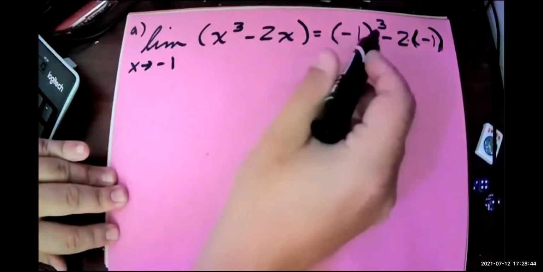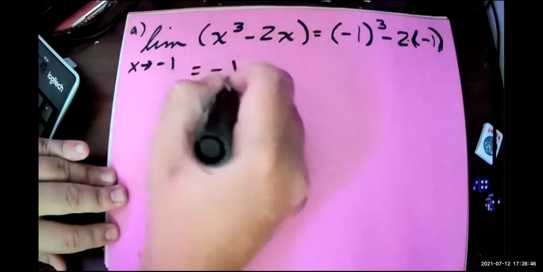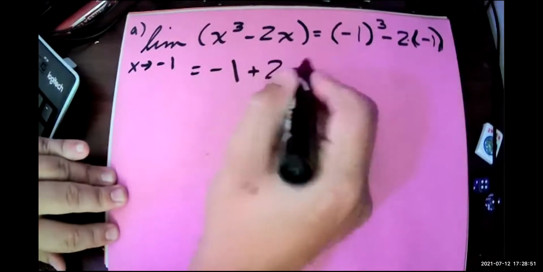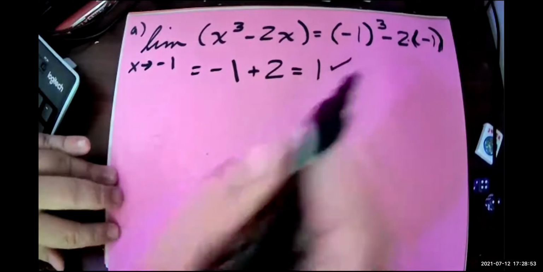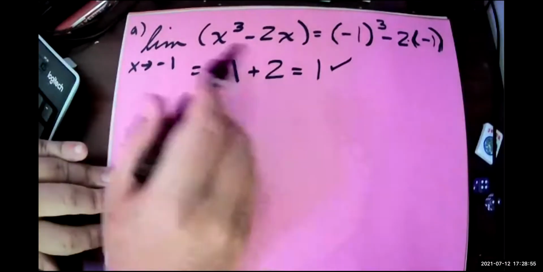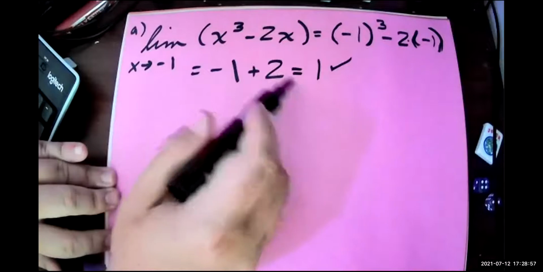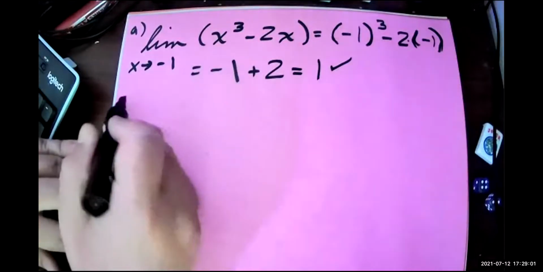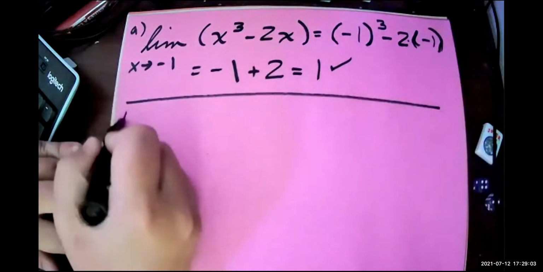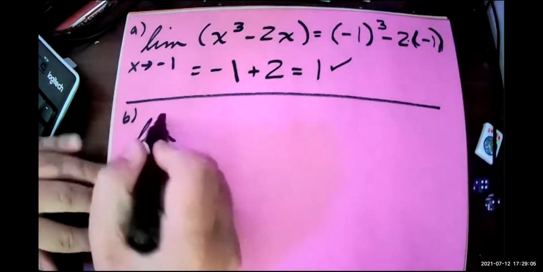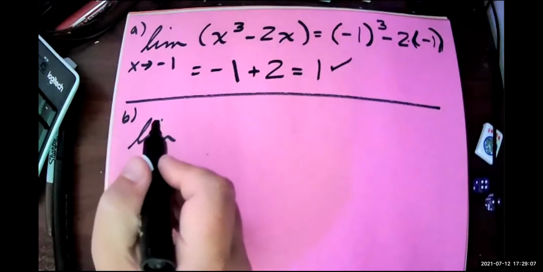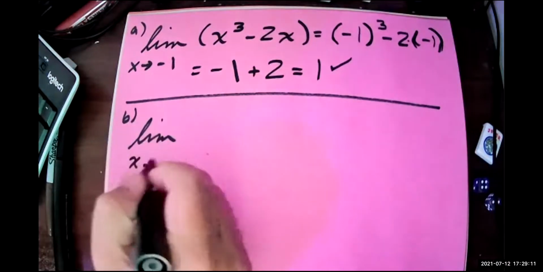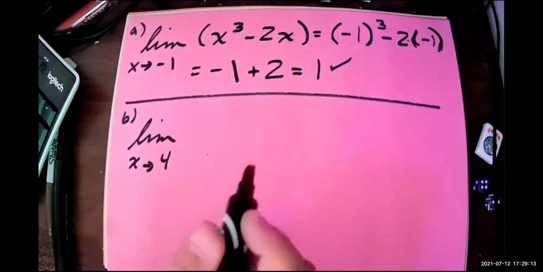Next, -1 cubed is -1. And -2 times -1 is 2. -1 plus 2, I learned that in kindergarten, the answer is 1. So the limit is 1. The y value is 1. And in this case, we do have the point since it's polynomial, -1 comma 1. So can we remember that when you're asked to do a limit, you always plug it right in like it's a function and see what happens first? This is the limit as x approaches 4.